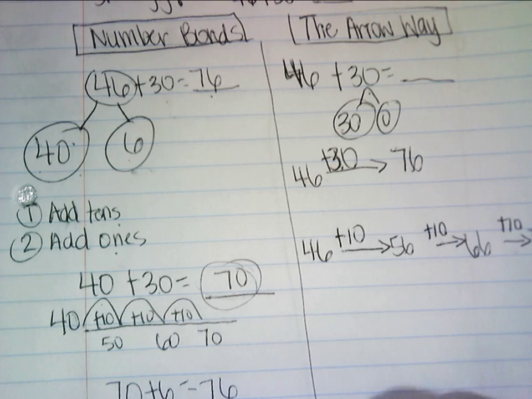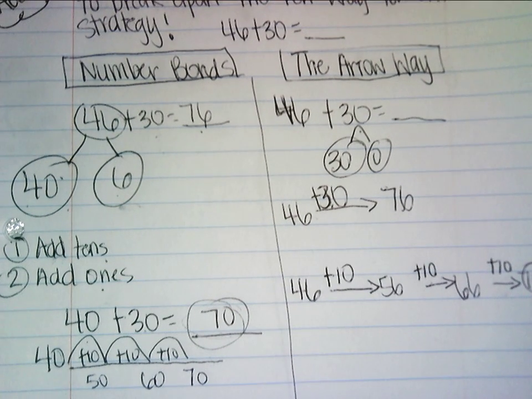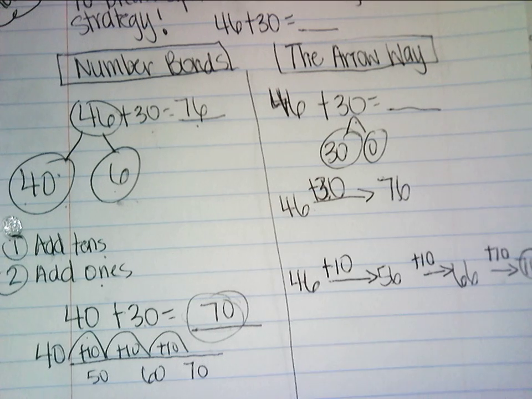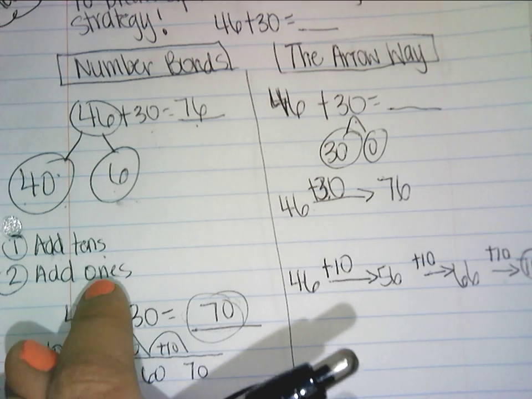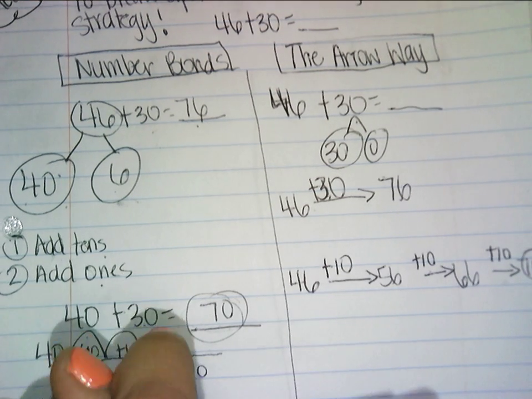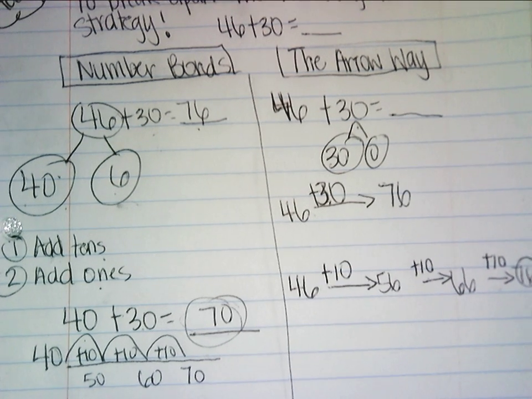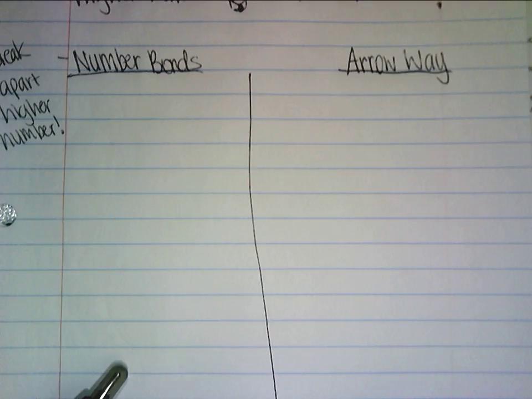Remember, when you're using a strategy, you use the one that's best for you. So if you feel comfortable with the arrow way, do that. If not, you would rather use number bonds to help you solve the addition problems. Okay? So let me show you the strategies one more time.